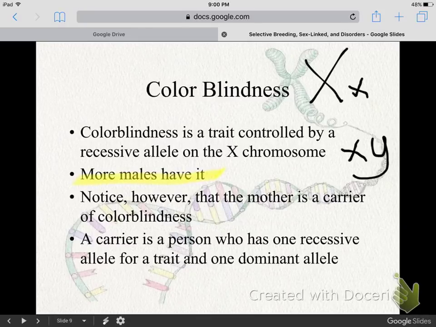Now, the mom here, notice, can be a carrier. She's still a carrier. She doesn't have it, though. It doesn't show up. So the only way that it's going to show up is if it's passed on where it does not have a capital X to counteract it, like in the case of the male here. And remember that a carrier is a person who carries one of each. So it has a recessive allele and a dominant allele. So big T, little t, that's a carrier.